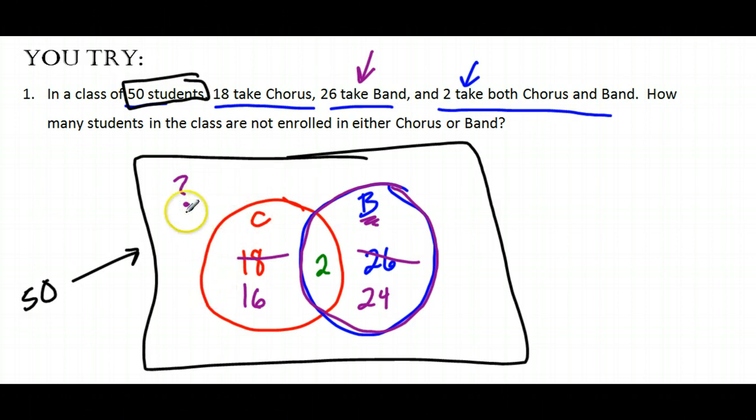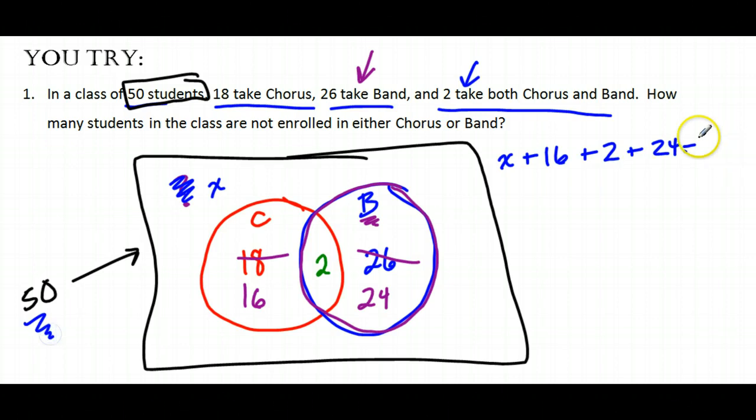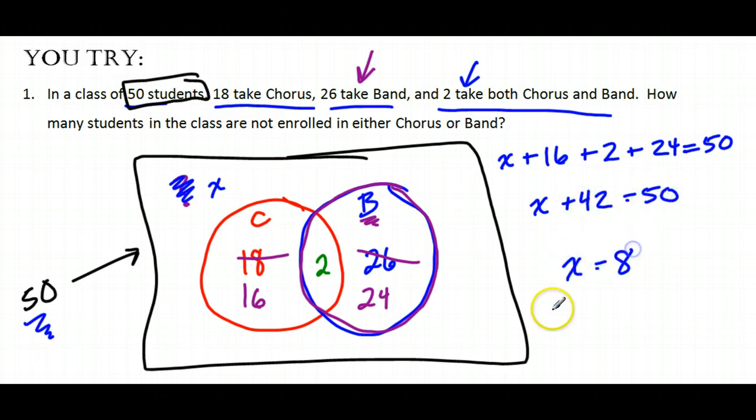We're going to go ahead and add these up. I know that this, we'll call it X, so X plus 16 people that are just in chorus, plus 2 that are in both, plus the 24 that are just in band, has to equal my universe, which is 50. We can do the math here. 16 plus 24 is 40, plus 2 is 42, so I've got X plus 42 equals 50. I'll subtract 42 on both sides, and I get X equals 8. So how many students are not enrolled in anything? That would be 8 students.